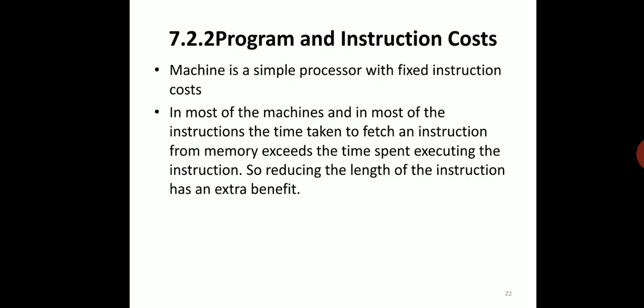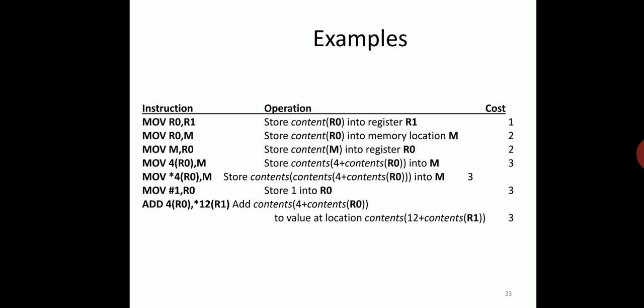Program and instruction cost. So here this table shows the instruction cost of every instruction. Now such examples can be asked in the exam, that calculate the cost of the instruction. So how to identify the cost of the instruction, or how to calculate the cost of the instruction? See, whenever 2 register operands are used in the instruction, at that time the cost of the instruction is 1.